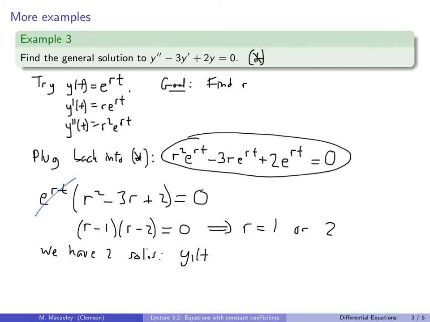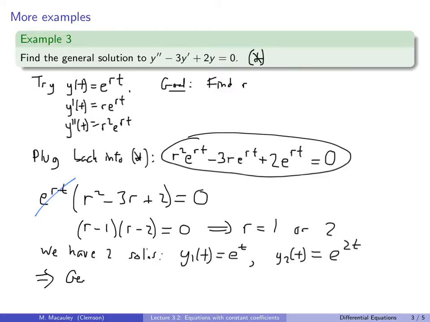y1 of t equals e to the 1 times t, or e to the t, and y2 of t equals e to the 2t. In other words, both 1 and 2 are exponents that give us a solution. And this means we found the general solution, because all we need are two distinct solutions that are not scalar multiples of each other.